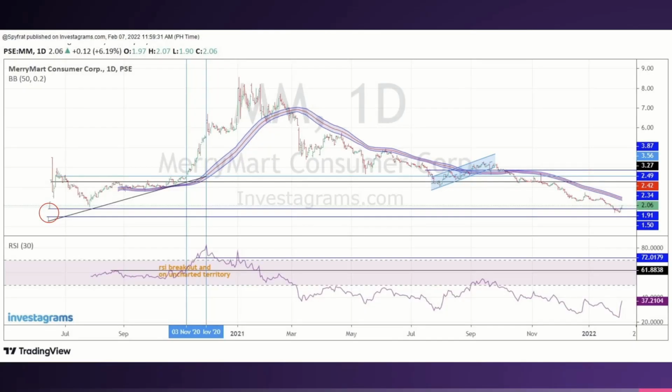Okay? Now, tignan po natin tong chart ng Merrimark, no? Kung papansinin nyo, itong red circle, may naiwan tayo na gap dyan from before. Okay? Price came all the way back down. Nagkaroon tayo ng partial fill, and then we bounced. Okay? Then we bounce.